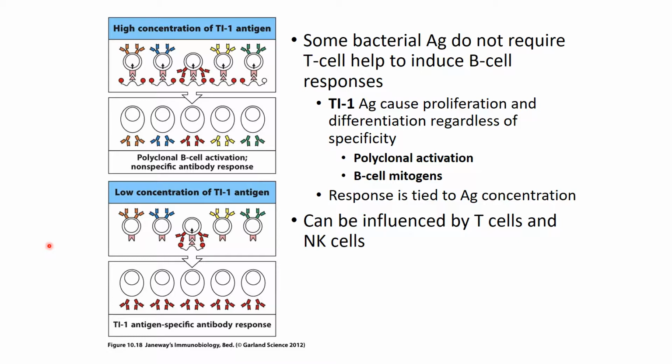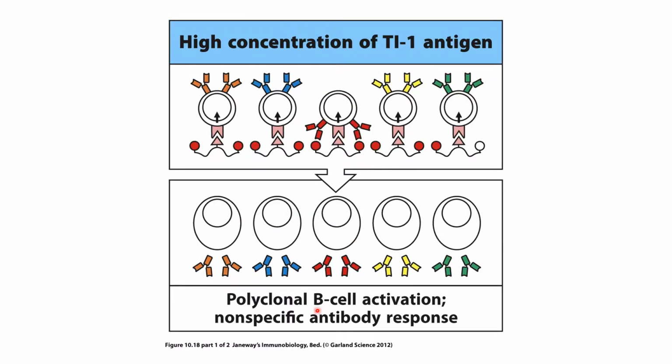mitosis. You get low levels of this, well, only certain B cells will then be triggered. Only certain B cells will then go through clonal expansion. It is all dependent upon concentration. High enough concentration, everybody gets bound.